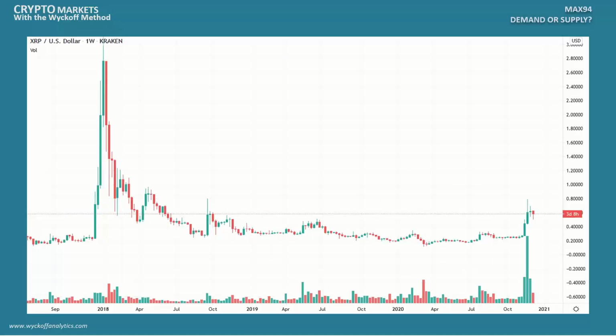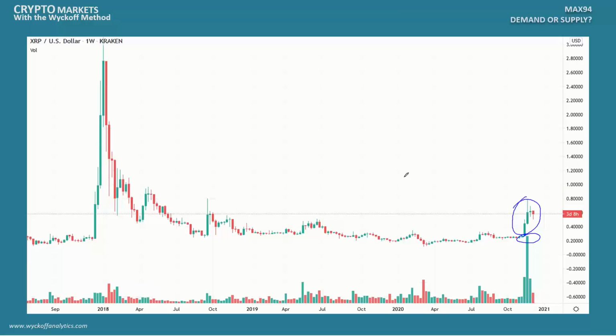So next question by Max94. Is this volume spike demand or supply? These spikes are so tricky. So this is a basic but important question. Every time you see such an increase of volume, you have to be sure that the supply that has emerged will be absorbed. So action, test.